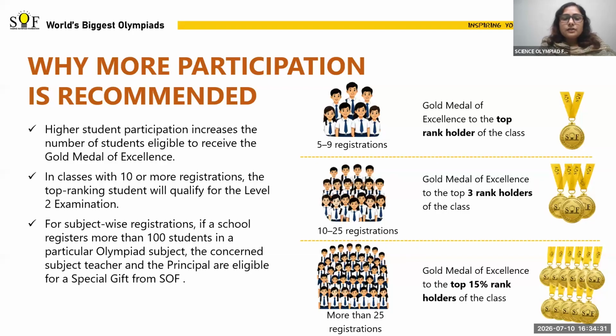And that's not all. When a class has 10 or more registrations, the class topper also becomes eligible for the level 2 examination, subject to the qualifying criteria, obviously. And along with that, if a school registers more than 100 students in a particular Olympiad subject, the concerned subject teacher and the principal become eligible for a special gift from our side, from the SOF side.